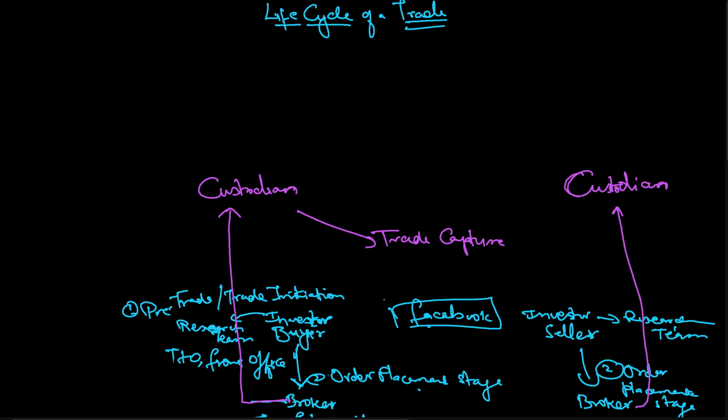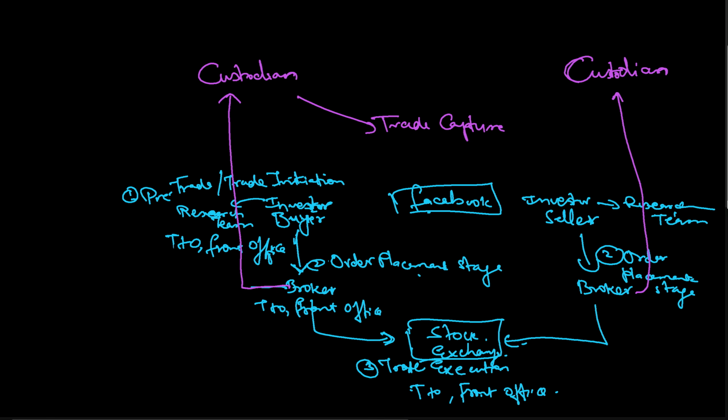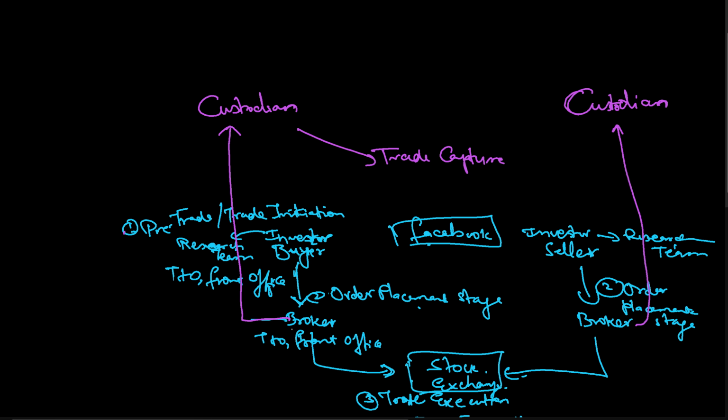Let me give the stage numbers also. I have given 1, then 2, then 3. So now let me give here 4. The trade capture team will capture all the trade details and key it into the system. This happens on T+0 at the middle office level. MO stands for middle office over here.